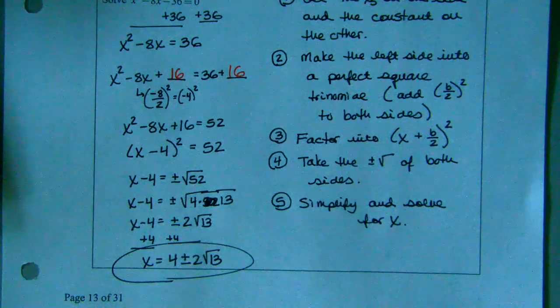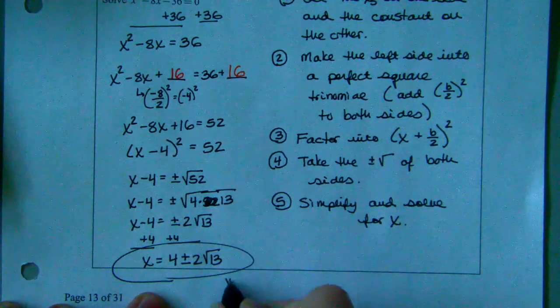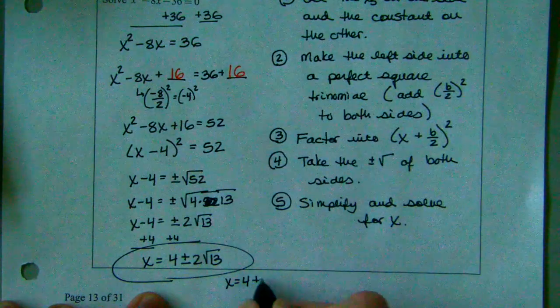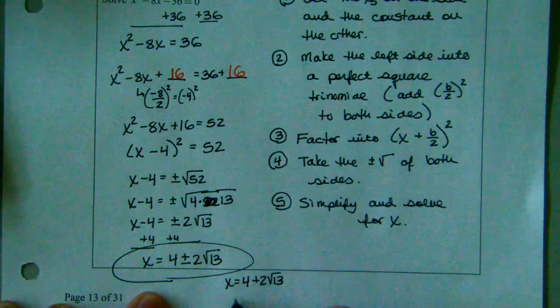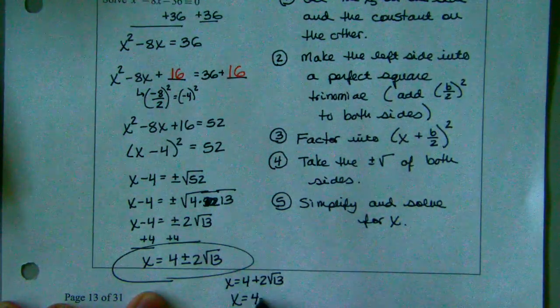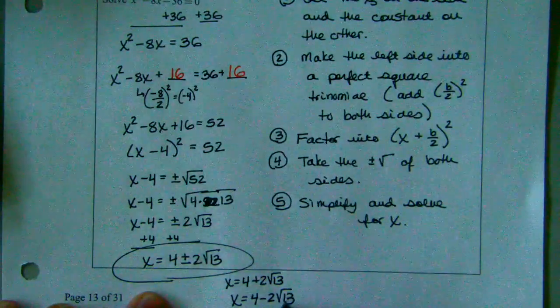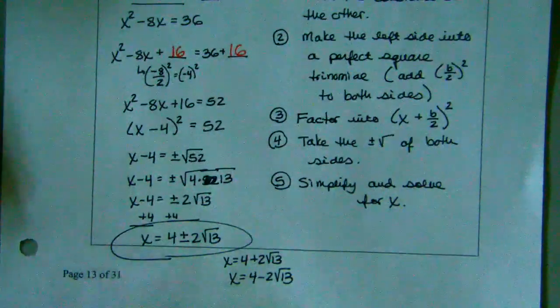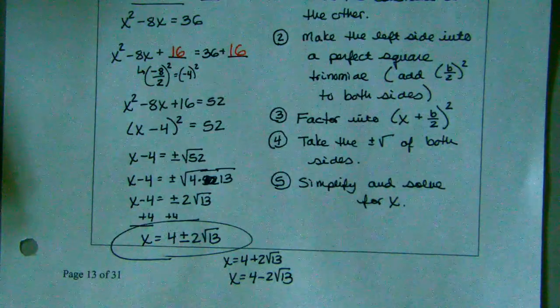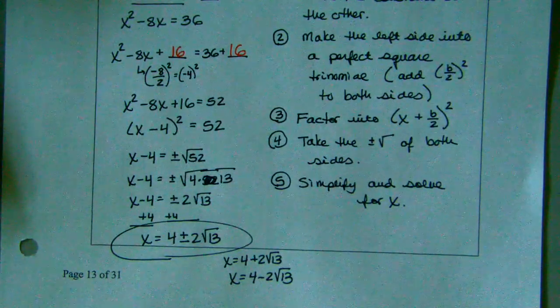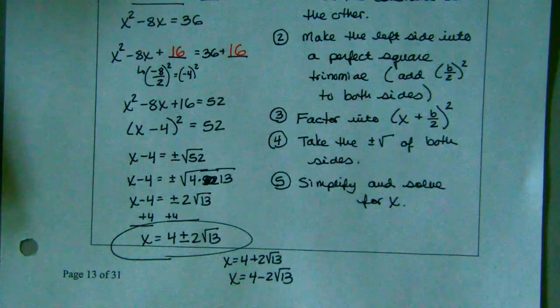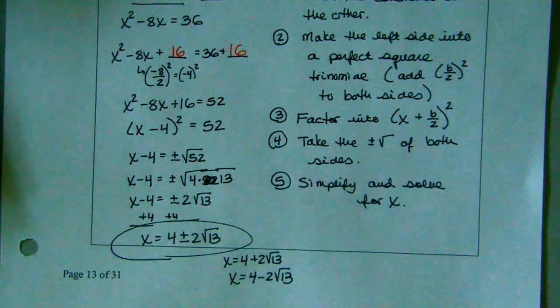That's my answer. You could also say, if you want, x equals 4 plus 2 root 13, and x equals 4 minus 2 root 13. This method is called completing the square. I'm going to give you a moment to finish copying that.